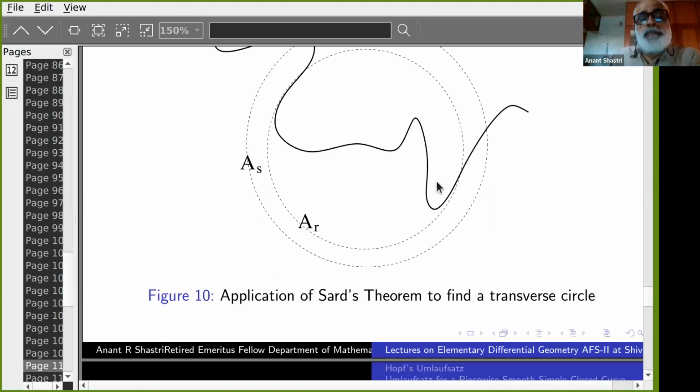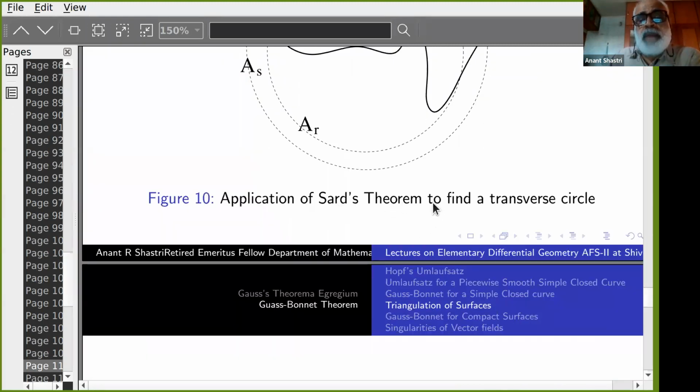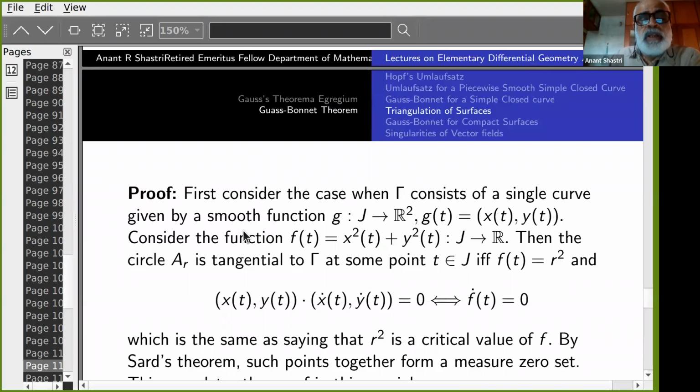So let us first consider the case when gamma consists of a single curve. Single curve means what? Given by a smooth function g from J to R squared. Smoothness is used. There is no regularity needed here. So let us write g as x(t), y(t), because it's taking values inside R2. Consider the function f(t), which is x squared(t) plus y squared(t). That's the way the circle is defined after all. So that is a function from J to R.